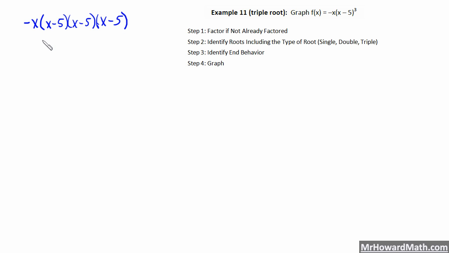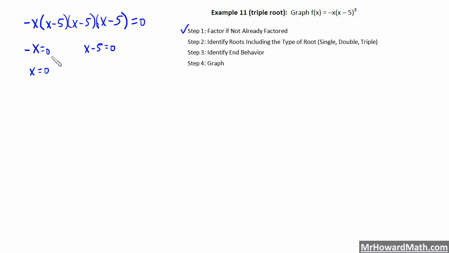Alright, we have 3 different x minus 5s, which is the same thing as x minus 5 quantity cubed. Alright, so the next thing that we need to do, we're identifying, this is already factored, we're identifying our roots here. So we set this whole thing equal to 0, so that means that negative x is equal to 0 or x minus 5 is equal to 0.